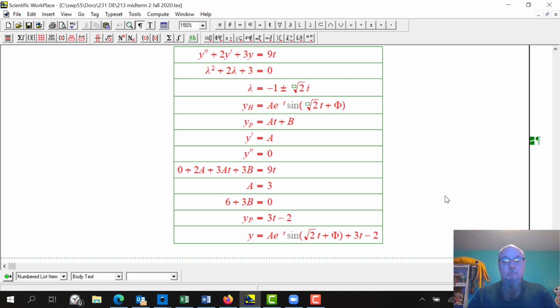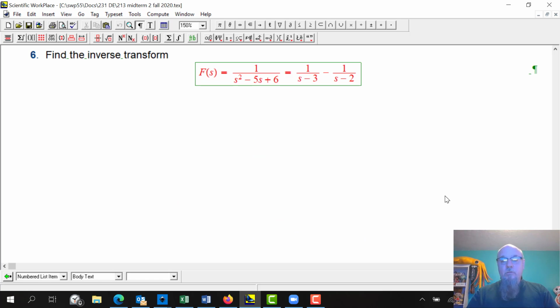Last question. This was the one for Laplace. We have to unlaplace this, so break it up into partial fractions. I'd skip that part, but partial fractions, and then unlaplace. So that's going to be e to the 3t using the chart minus e to the 2t using the chart. Done.